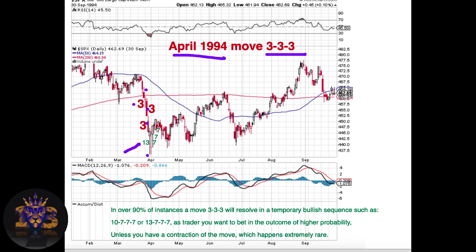It's a move 13. So after a huge 3-3-3 sequence, the probability of getting a 4th 3 is highly, highly unlikely. As a matter of fact, it has never happened. That's how unlikely it is. So at that point, most of the traders are still like, well, clearly the market is crashing, let's go buy more puts.